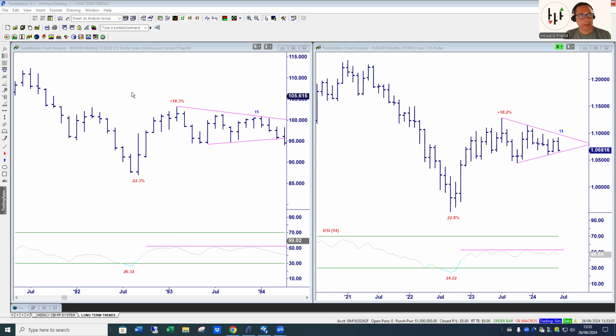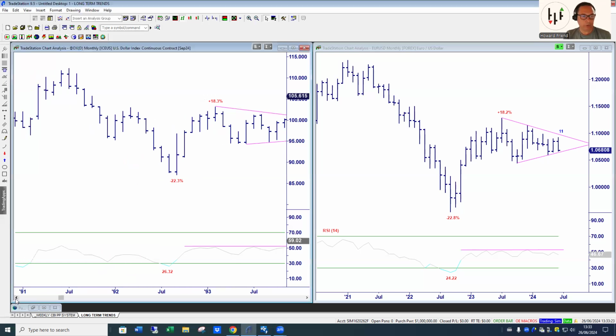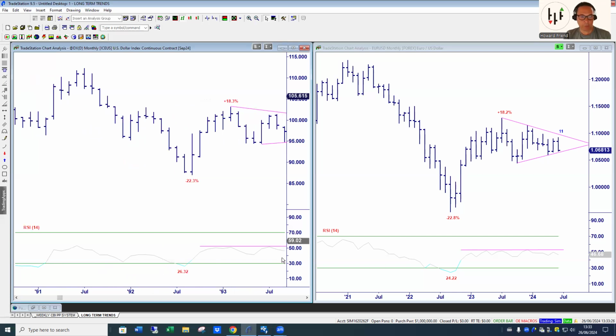Now, what happened back then was we saw a big swing to an all-time low on the dollar index. The swing was 22.3% over several months and maybe a couple of years. And then that took the 14-period RSI to a level below the oversold level of 30, 26.32. Now, from that point, we saw quite a big rebound over a number of months, which saw the index add on 18.3% in value.